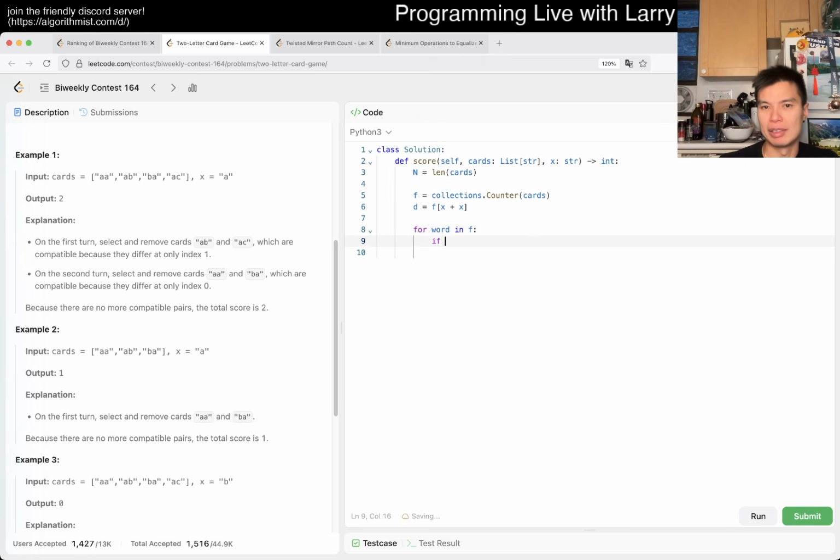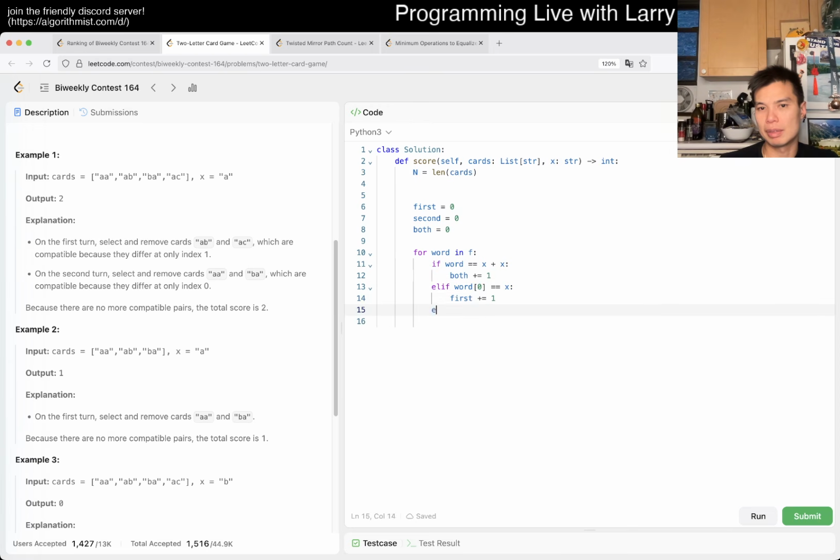Maybe I wrote this wrong anyway. Yeah, okay, so you have first equal to 0, second equal to 0, and then d is equal to this, so maybe both 0. If word is equal to X plus X, I cannot even write equal correctly. Else if sub 0 is equal to X, so maybe something like this, right? And then now, how do you want to do the math? I guess it's greedy. Well, second and first just matching themselves, right?